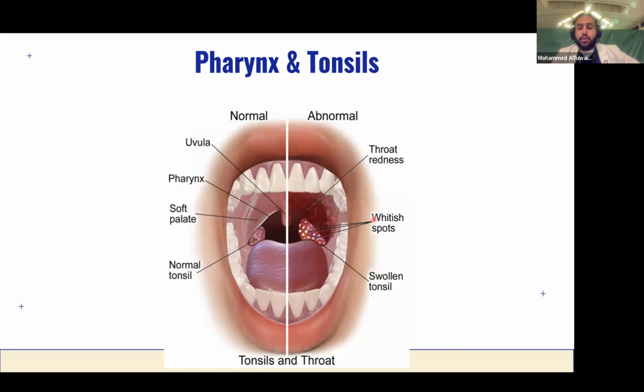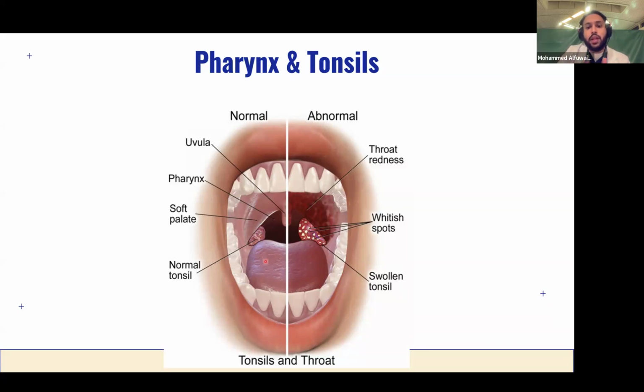Now we go into the pharynx and the tonsils. When we look at the pharynx, is it normal in color, which is slightly red, slightly pink, or is it very red? Is it cobblestone? Does it have exudate or erythema? Erythema is redness. Then we look at the tonsils. This is the normal tonsils. Are they enlarged? Do they have exudate, crypts, or a membrane over them? These are the pathologies that we look at in the tonsil.